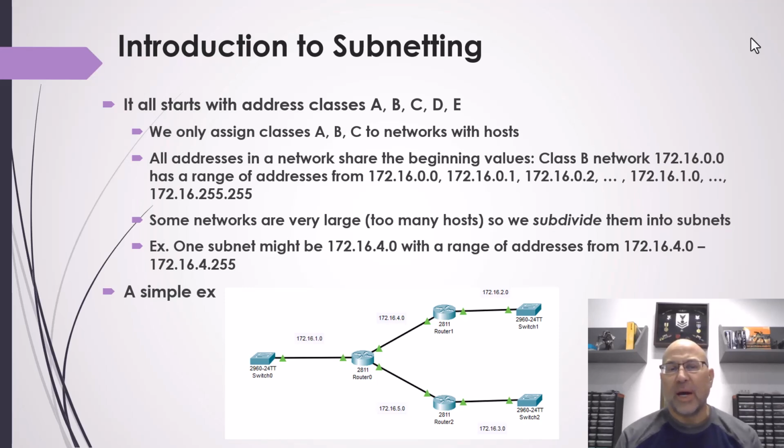Now, when we're talking about addresses in a network, one of the ways to identify that they are in fact in the same network is that they share the beginning values, or what we call the beginning octets. So the class B network example that we have here is 172.16.0.0, and all of the hosts inside that address space will share 172.16. So we just count up through them all. In this case, there are 65,536 possible addresses. So you just start counting.